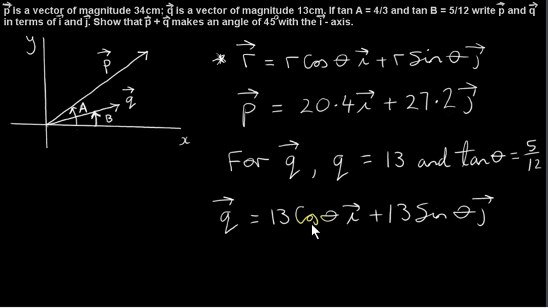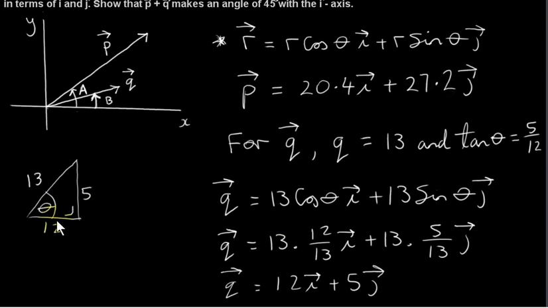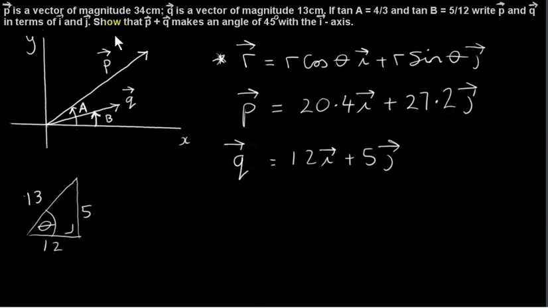We don't know what theta is, but we know that the tan of theta is 5/12. So from that we can work out the cos of theta and the sine of theta. So just like before, we construct a right angle triangle, make the side opposite theta 5, make the adjacent 12, get the hypotenuse from Pythagoras. The hypotenuse is 13 here. You can check that 13 squared is equal to 5 squared plus 12 squared. So cos theta is 12/13, sine theta is 5/13. Plugging those in, we get vector Q equals 12i plus 5j.